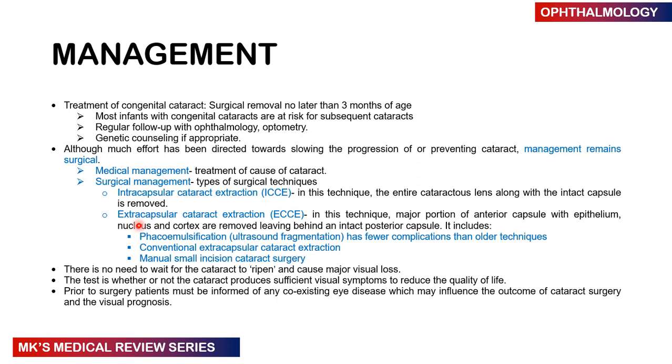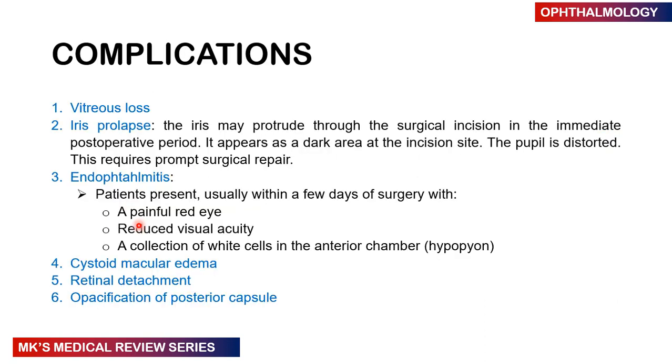Then of course, prior to surgery, the patients must be informed of any coexisting eye diseases which may influence the outcome of the cataract surgery and the visual prognosis. Now, some complications include vitreous loss. You may have iris prolapse, so the iris may protrude through the surgical incision. This is an immediate complication, and it's going to appear as a dark area at the incision site, and the pupil is going to be distorted. So this requires immediate surgical repair. It's also one of the ophthalmological emergencies.